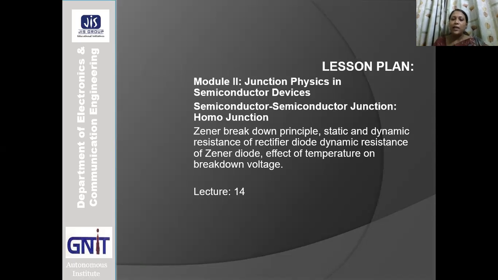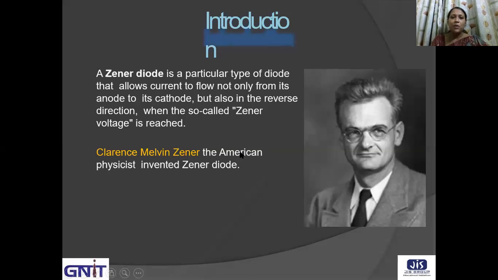This is lecture 14. Moving to the next slide, let us start with introduction. A Zener diode is a particular type of diode that allows current to flow not only from its anode to its cathode, but also in the reverse direction when the so-called Zener voltage is reached. Clarence Melvin Zener, the American physicist, invented the Zener diode. According to the name of the scientist, the name is Zener diode.